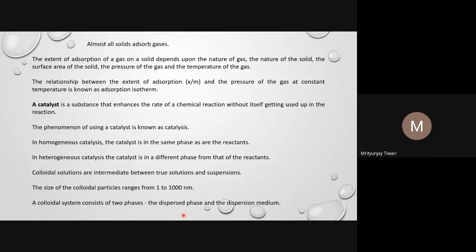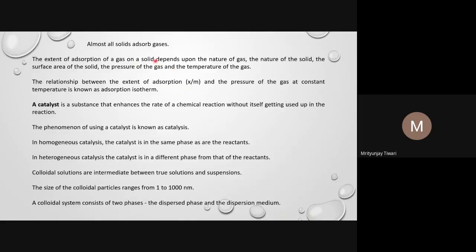Almost all solids adsorb gases, and this is what you should know. Almost all solids can adsorb gases. The extent of adsorption of a gas on a solid depends upon the nature of the gas, the nature of the solid, the surface area of the solid, the pressure of the gas, and the temperature of the gas.